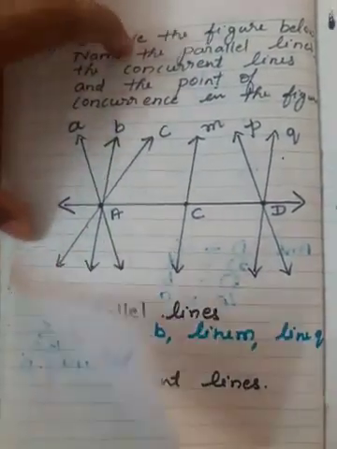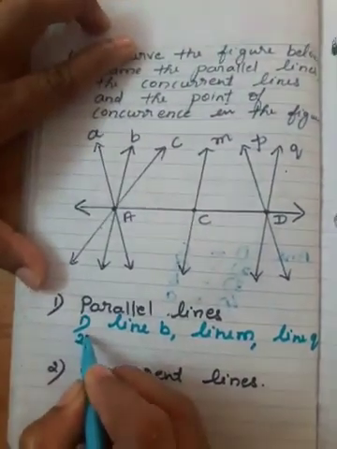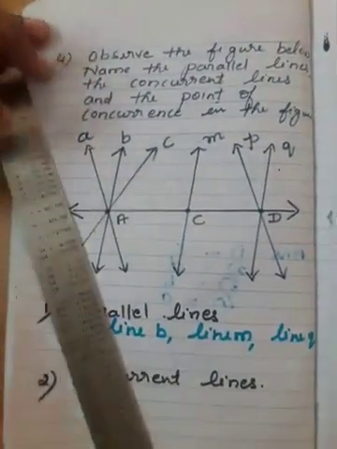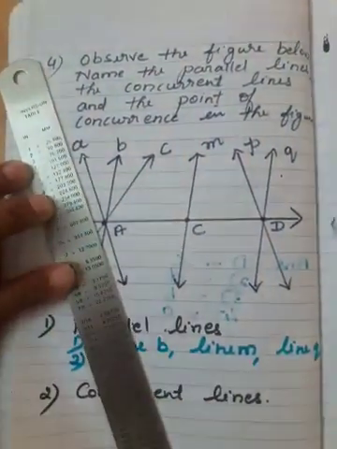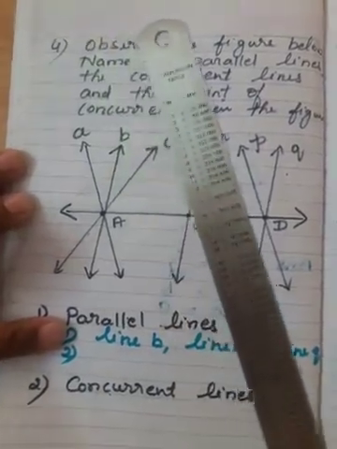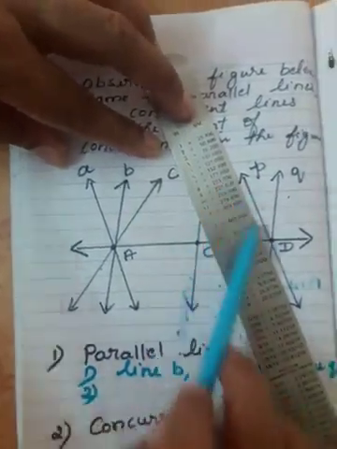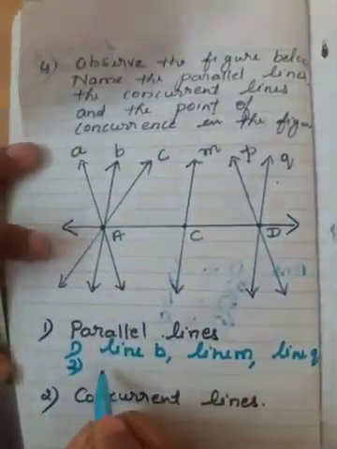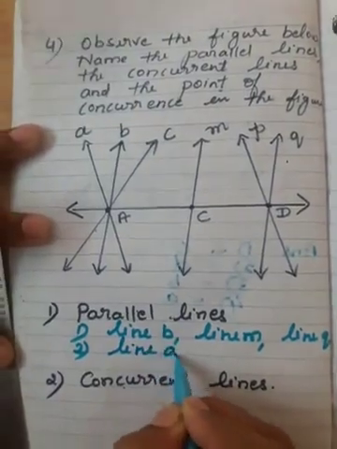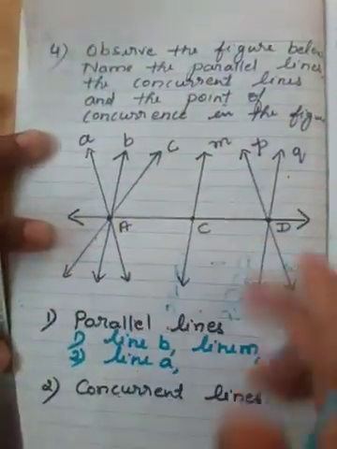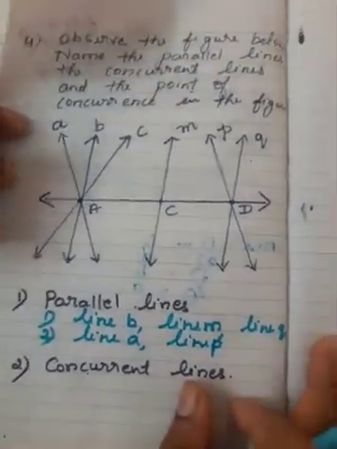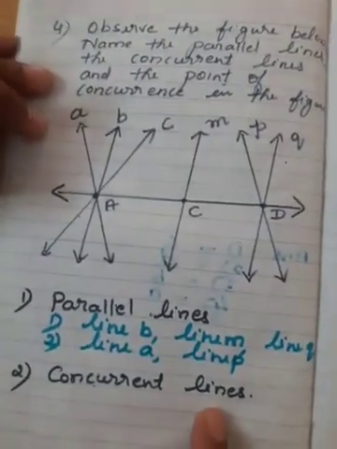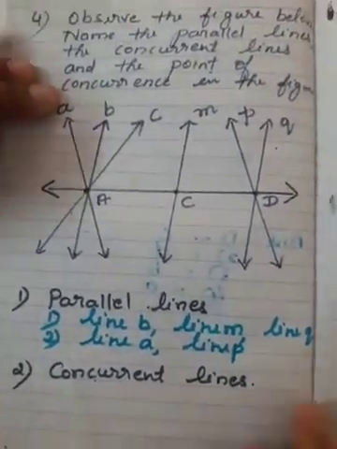Correct? Now one more set of parallel lines are there. So which is that? Now look at this line, line A. This is line A, correct? So line A is parallel to line P. The second one is line A is parallel to line P. Okay, understood?